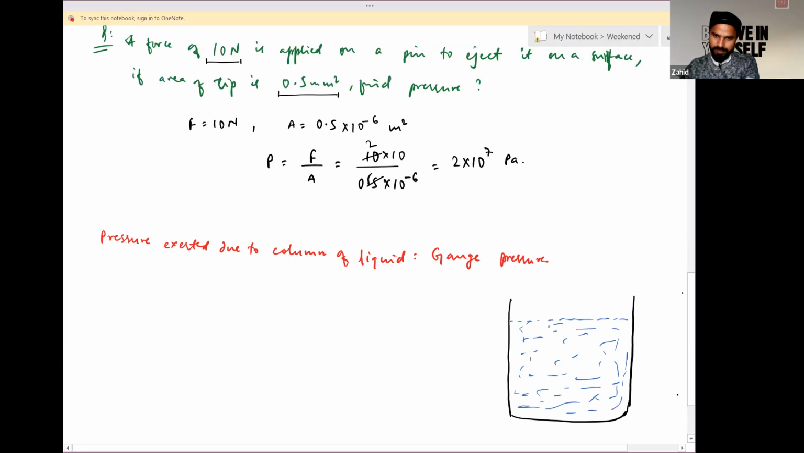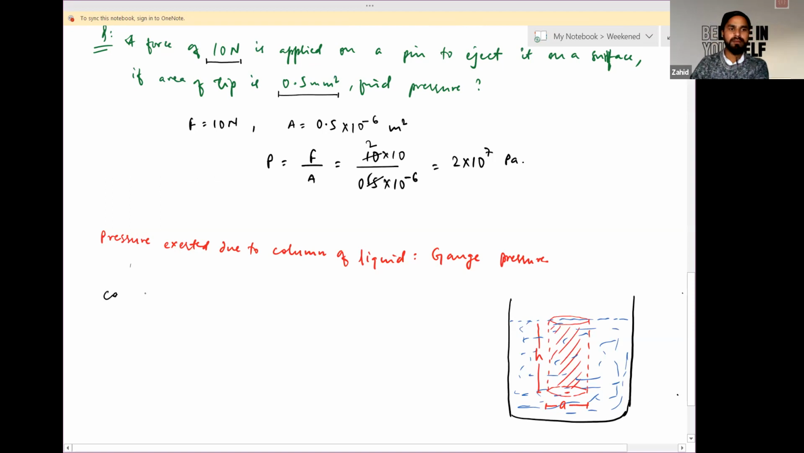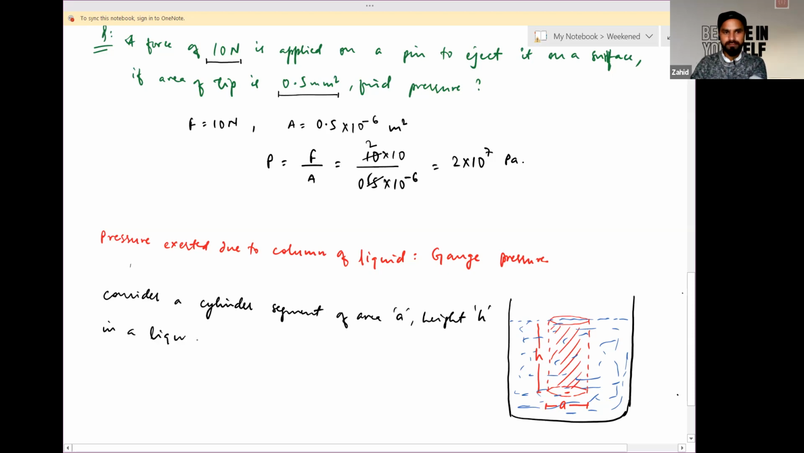Just assume a cross-sectional part or a segment like this, having height h and area of cross section A. Consider a cylindrical segment of area A, height h in a liquid having density rho.